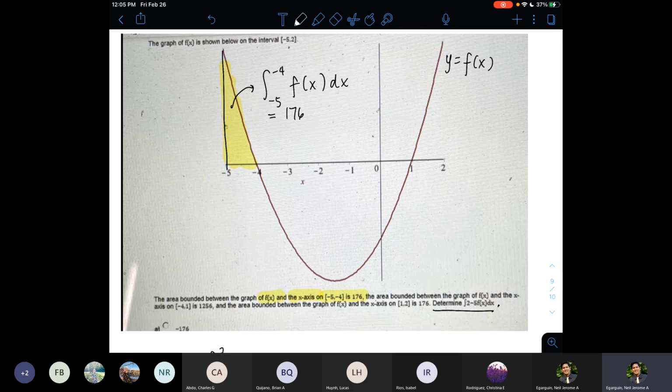In contrast, in the next clause of the sentence, we were told that the area bounded by f and the x-axis from -4 to 1 is 1256. But where is that located? This is that region from -4 to -1, bounded by f and the x-axis, and we were told that the area is 1256. That's the area, right? But notice here that the region is situated below the x-axis.